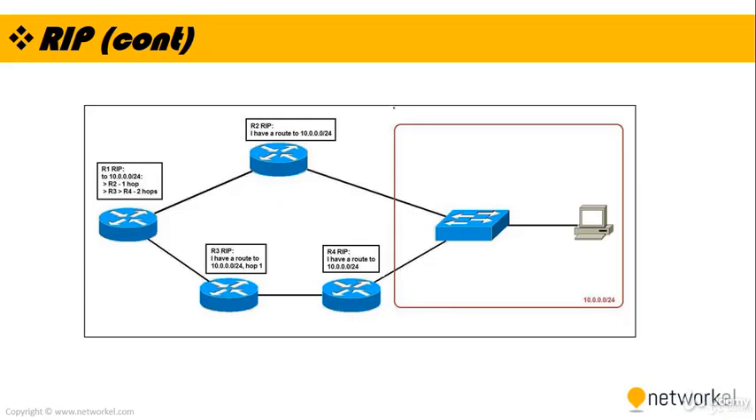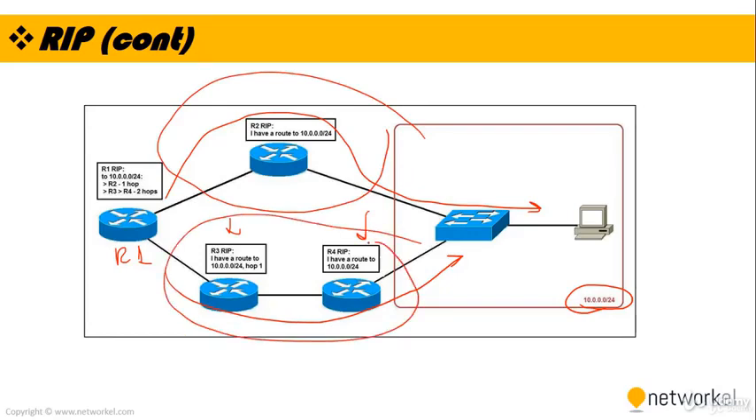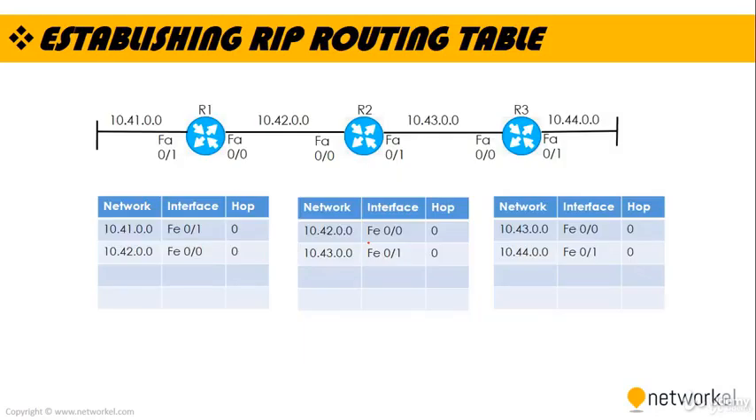For example, as you can see on the screen, if you want to reach from router 1 to the 10.0.0.0 network, the best path will be the path above, because we use just one hop to get to the destination. But for the link below, as you can see here, we use 2 hops, which means 2 routers to get to the destination, and which means a worse path for RIP. That's why we are using this path instead of this path if we are using RIP as a dynamic routing protocol. So let's go ahead with how we can establish a routing table in RIP.